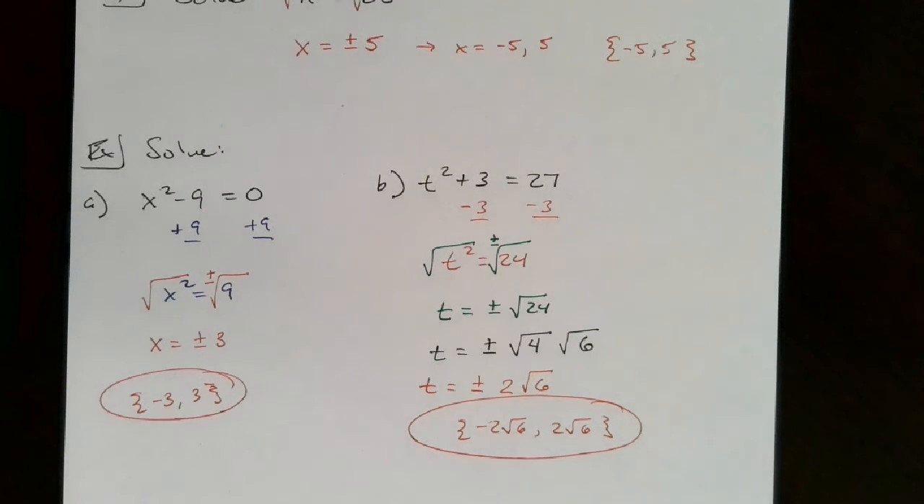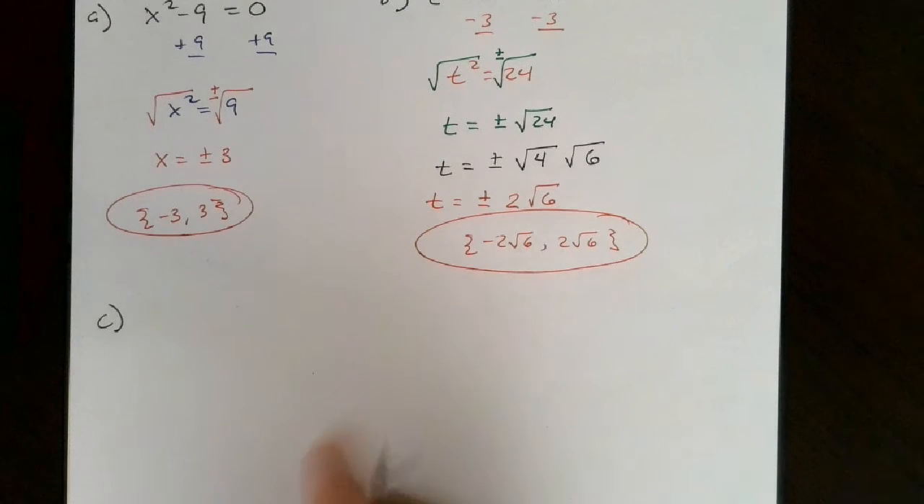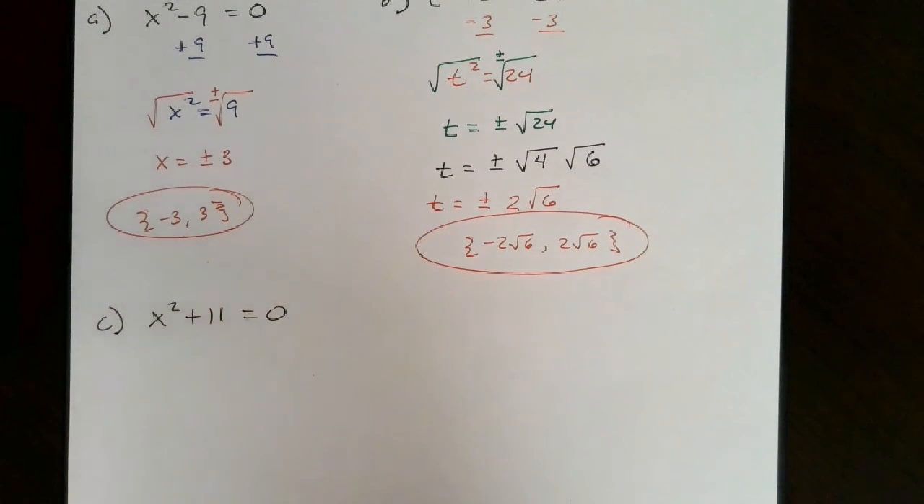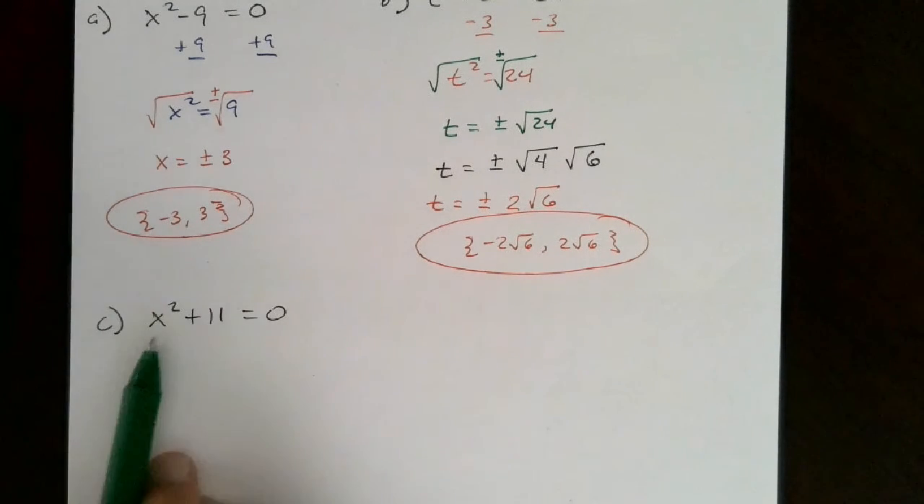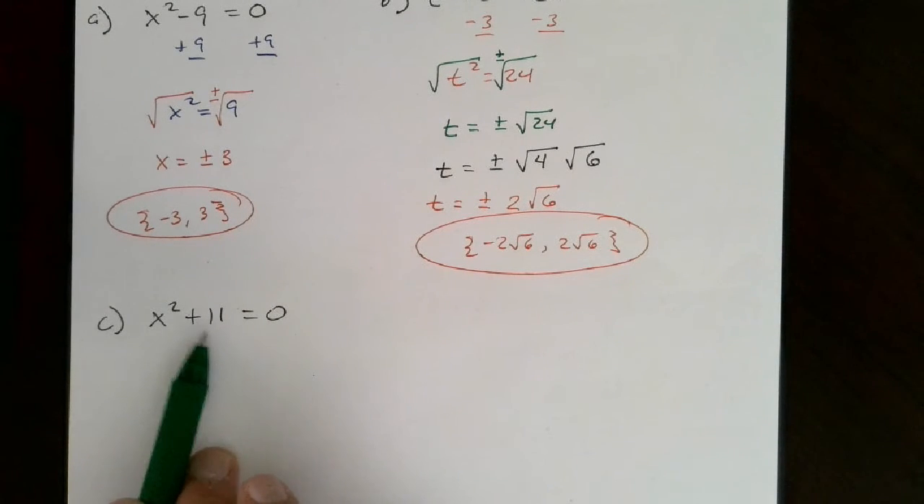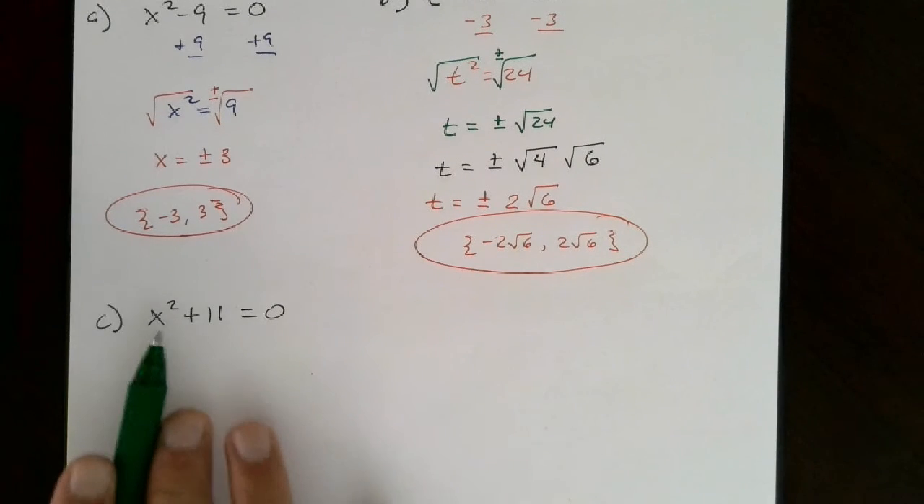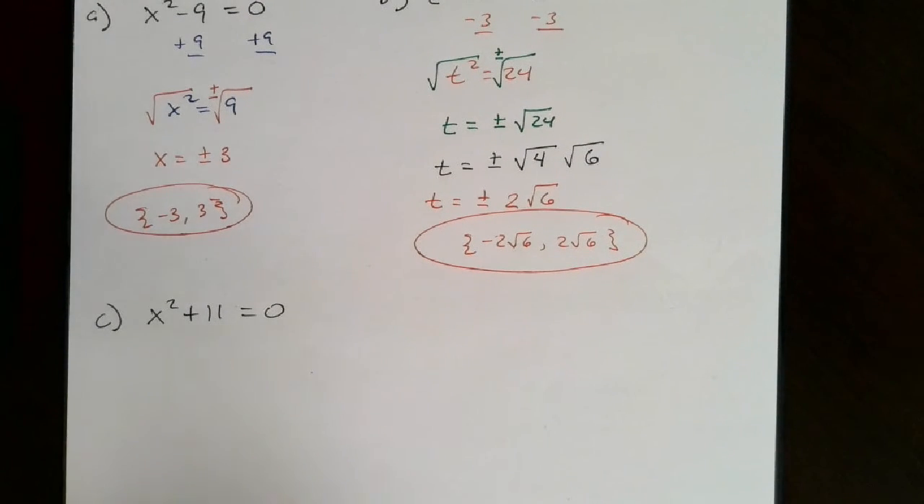Let's just take a look at a few more. If I had x squared plus 11 equals 0. So again, we have a perfect square that has the variable and then a constant, no other terms. If you have other terms in here, you can't do this, right? It has to just be a perfect square and then the perfect square variable and the constant.